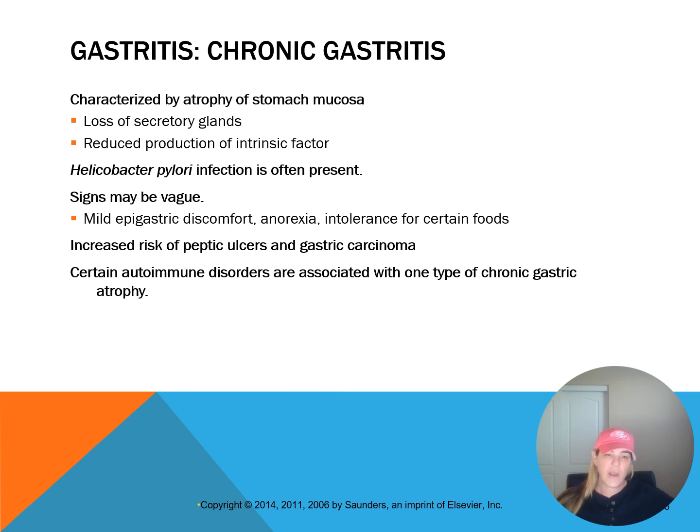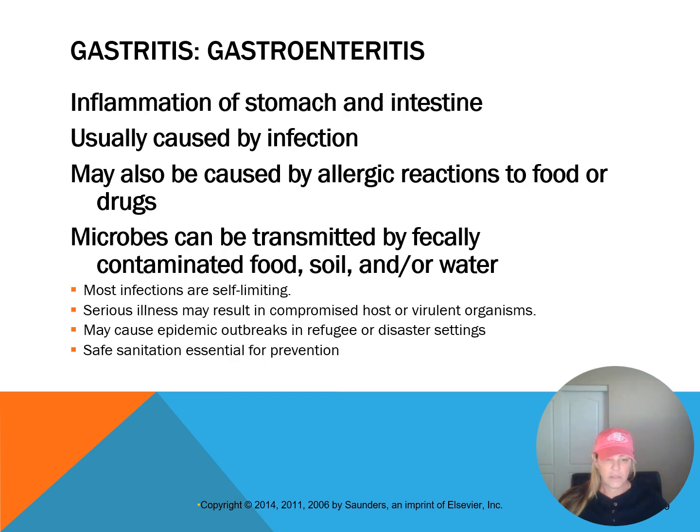So if you do have chronic gastritis, you are at risk for peptic ulcers and gastric cancers. Certain autoimmune disorders are also associated with gastric atrophy, so that's important to know too.